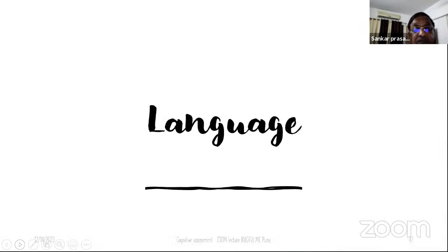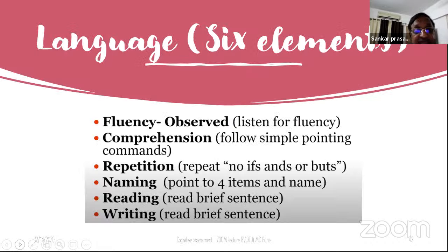So next we'll go to, for functional we have finished. I'll go to language, and as language you have to look for the fluency and comprehension. That is, you have to look for auditory comprehension as well as visual comprehension. And repetition is a very important aspect of the testing of aphasia. Naming, point to 4 items and the name. Reading, read brief sentence, and writing, write brief sentence also.